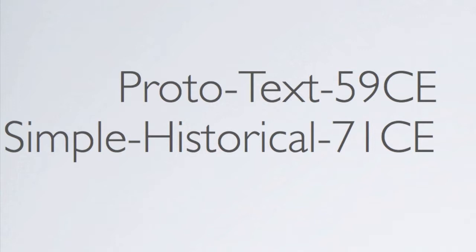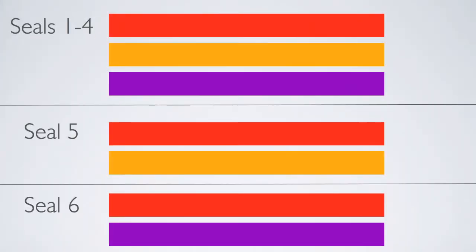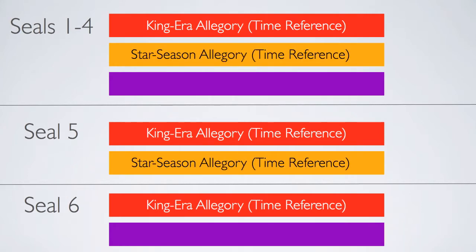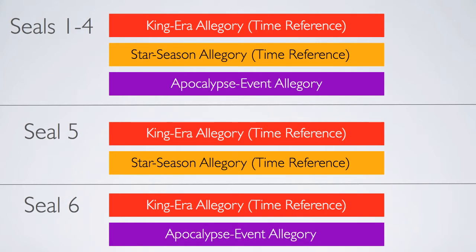The simple way to break down these allegories is to understand that each seal has three allegories in it. The first allegory is the King Era allegory. The allegory is only a time reference. The second allegory is the star season allegory. Again, this allegory is only a time reference. The third allegory is the apocalypse event allegory. This allegory is the specific eclipse event that the author is speaking of.